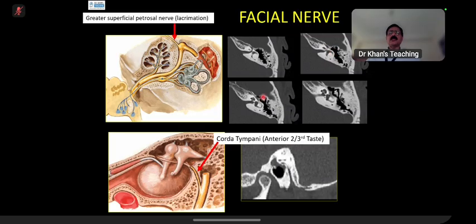It passes posteriorly like this, inferior to this. This is the facial nerve canal. And on a sagittal also, you can see that it passes like this. We call it the hockey stick appearance. The chorda tympani can be seen on imaging. It arises and passes anteriorly. It is responsible for taste from the anterior two-thirds of the tongue.